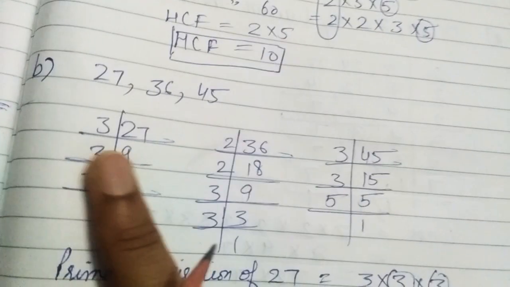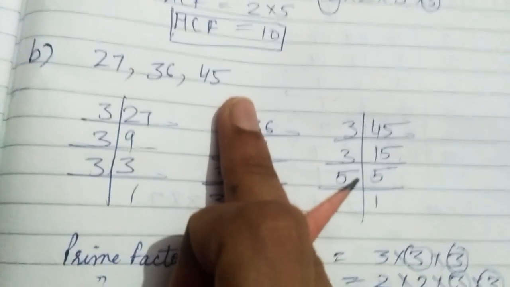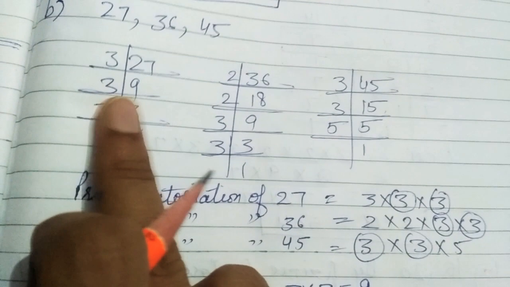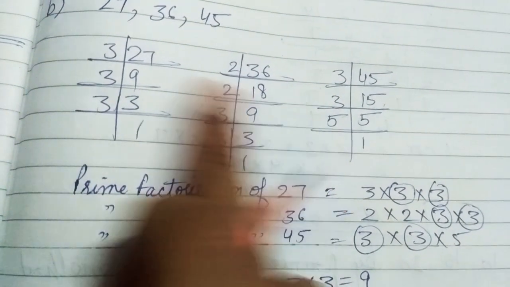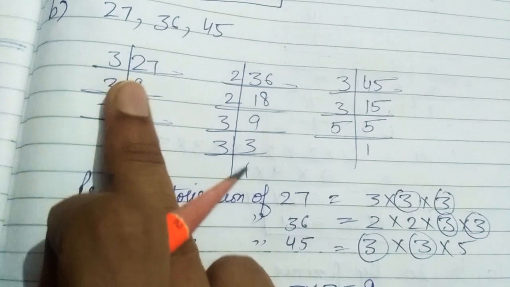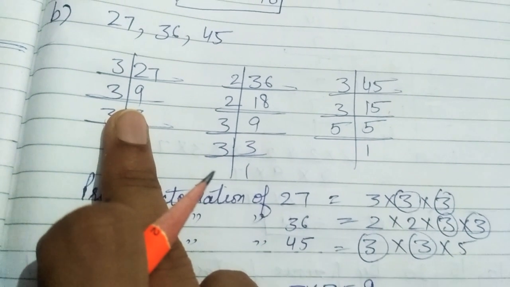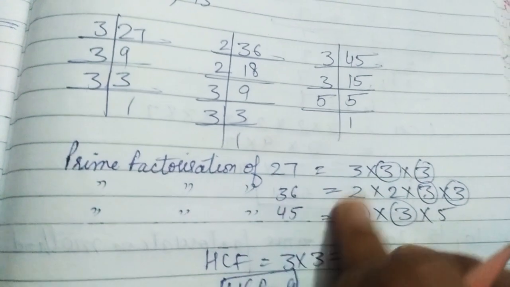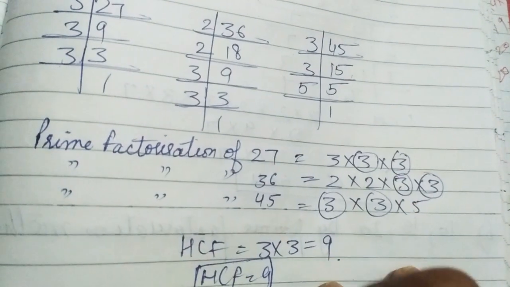So B part is there: 27, 36, 41. Same, you have to calculate it by the prime factorization method. First of all, you will prime factorize all the numbers and then you will write like this, and which is common that you have to take.